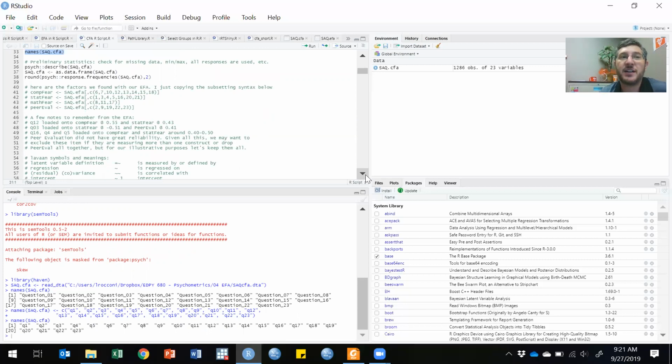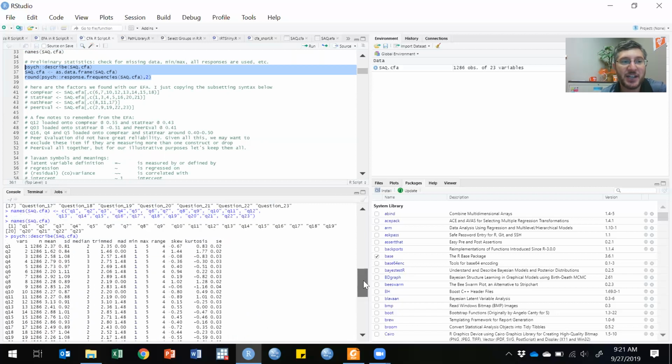Before we run our CFA, we can check some preliminary statistics. We can check our data set for missing data. Make sure the minimum and maximum values are reasonable. We want to check that all the response options were used. There are a few functions in the psych package that we can use for this.